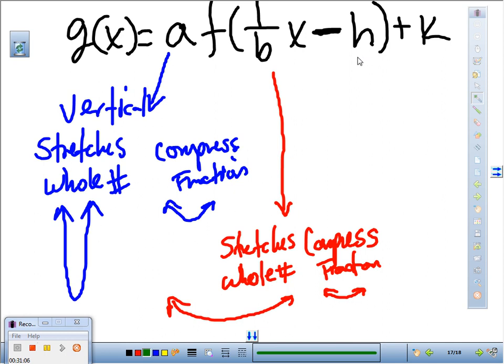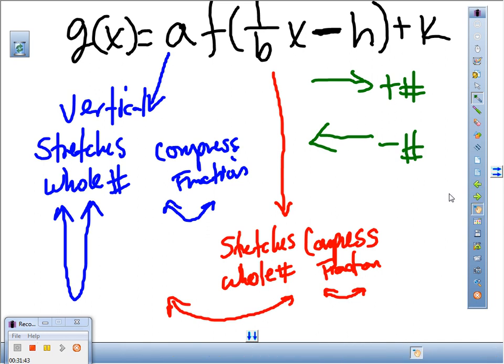Next, H. What does H do? It moves it to the right or to the left. It moves it to the right when we substitute in here a positive number. When we substitute a positive number for H, it moves it to the right. It moves it to the left when we substitute a negative number. So what does it look like if we substitute a negative number? It would be x plus a number, because negative times a negative becomes a positive.